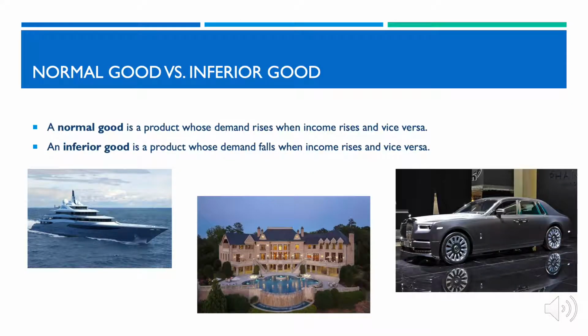So, normal good versus inferior good. A normal good is a product whose demand rises when income rises and vice versa. In normal goods, as income rises, many people will buy fewer generic brand goods and buy more name brand groceries. They are less likely to buy used cars and more likely to buy new cars. They're less likely to rent an apartment but more likely to own a home, and so on. An inferior good is a product whose demand falls when income rises and vice versa. In inferior goods, when income increases, the demand curve shifts to the left.